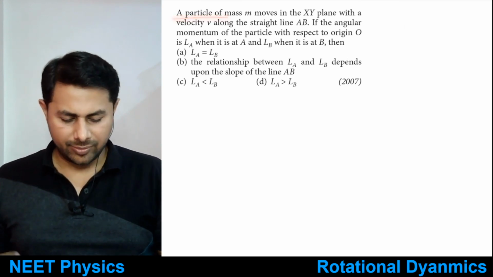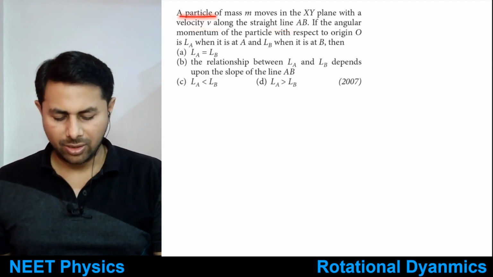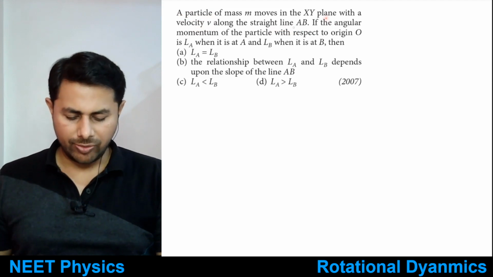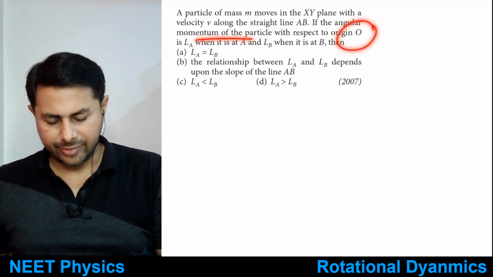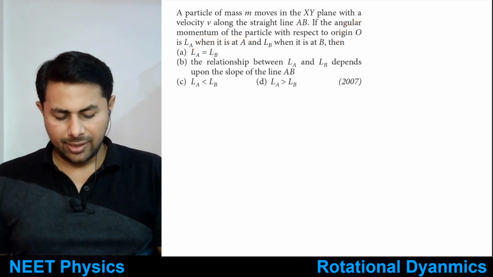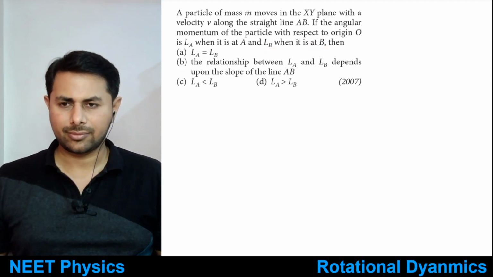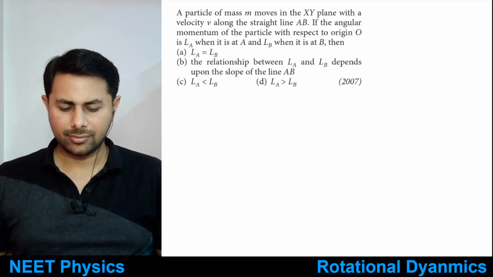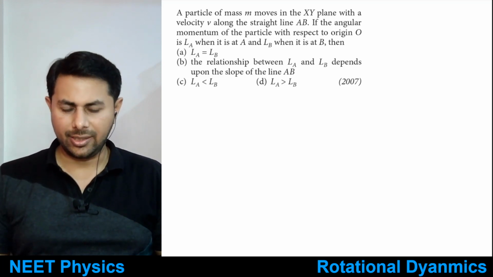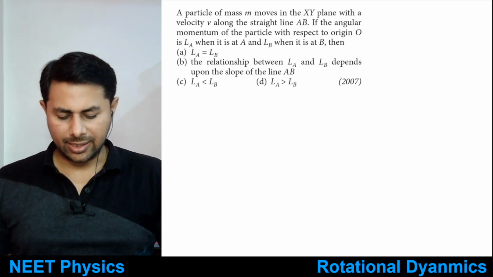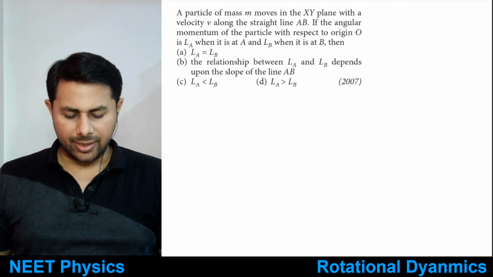A particle of mass m moves in the xy plane with velocity v along a straight line AB. If the angular momentum of the particle with respect to the origin is LA when it is at A and LB when it is at B, then tell me. The angular momentum of the particle when it is at A is LA. It's moving in a straight line with speed v. Option A: LA is equal to LB.